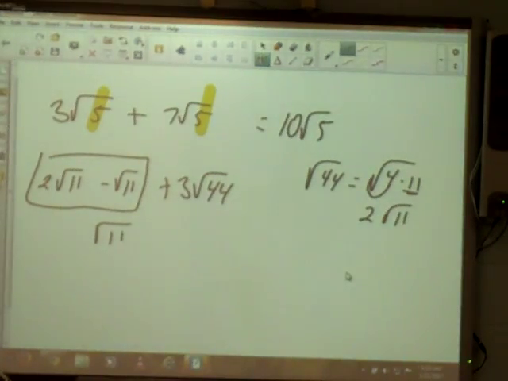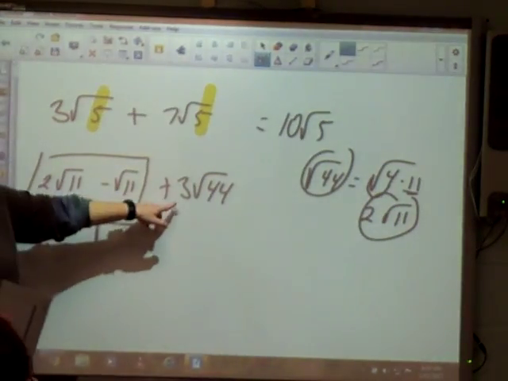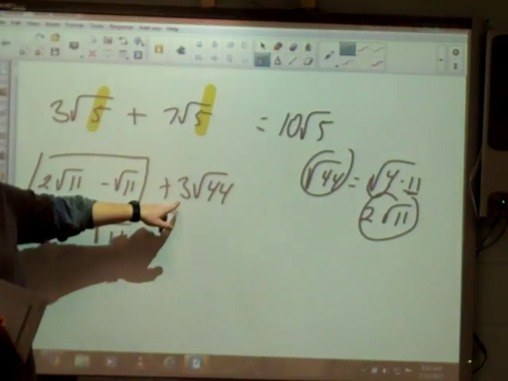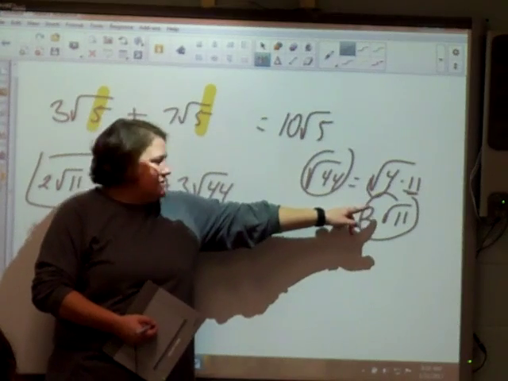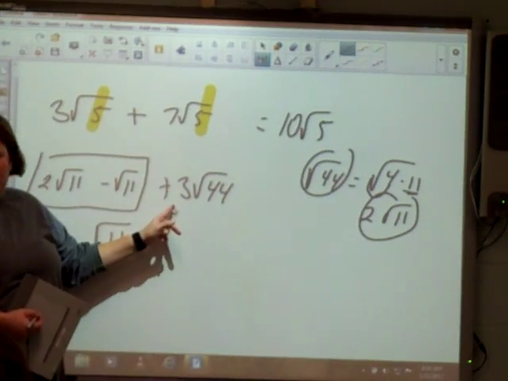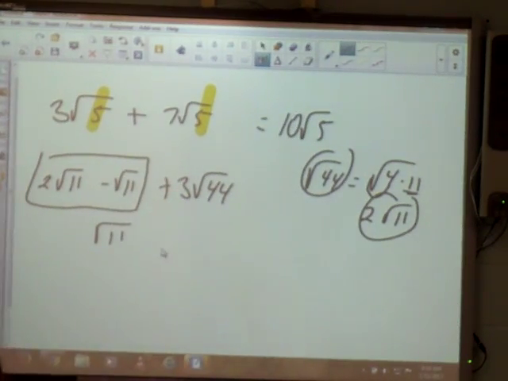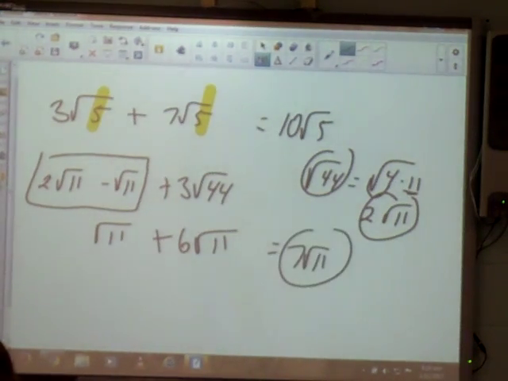Okay, but here's a key. I got a 3 out in front of mine. Now there's a 2 out in front, so you're multiplying. When that 2 comes out to join the wiffle ball game, you multiply. So 3 times 2 makes that 6 square roots of 11, which would end up being 7 square roots of 11.